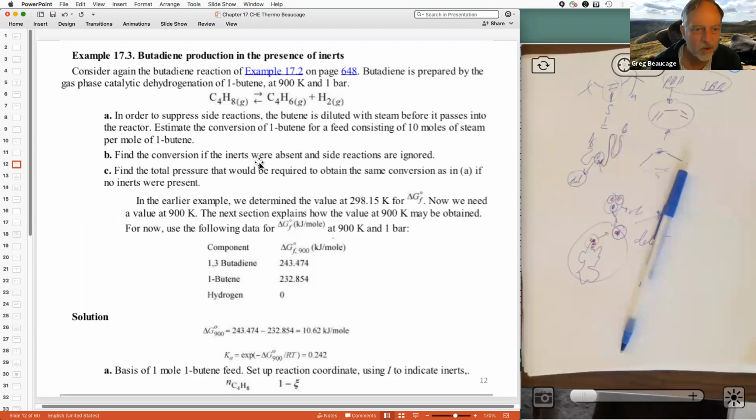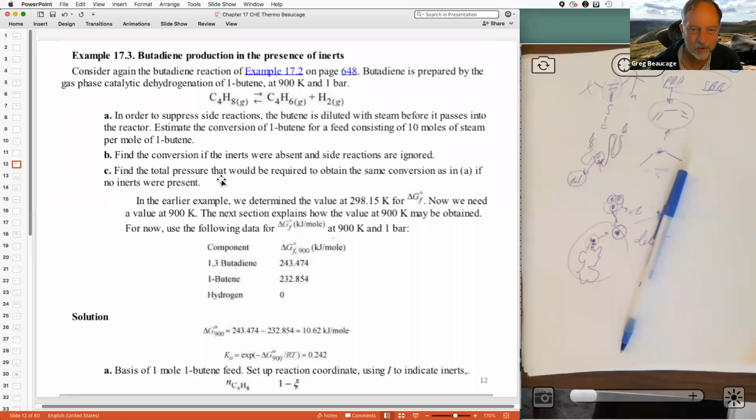So he does both of those. He puts in an inert 10 moles, and then he also pulls a vacuum on it. It says, what extent of reaction do I get if I put in 10 moles? It's going to be much higher than without the 10 moles, which is going to be much lower. And then put in the pressure to make it match the first one.